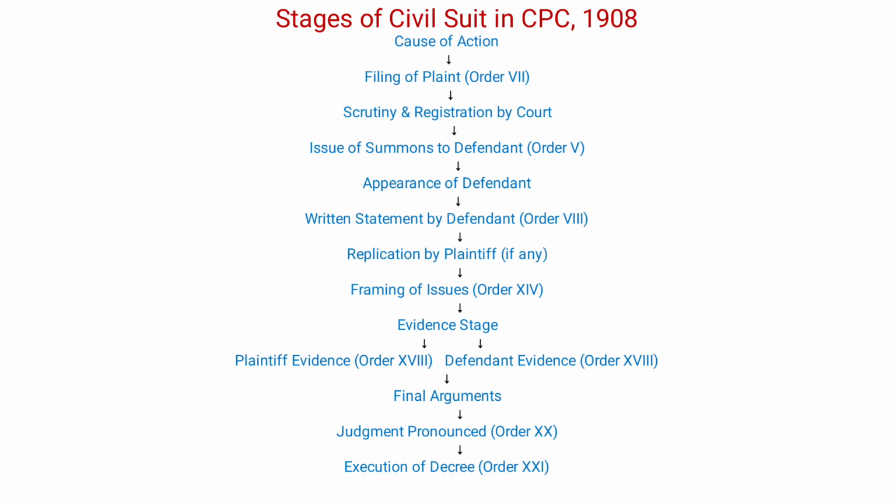Next step is issue of summons, which is mentioned under Order 5. Court sends summons to defendant B to appear before the court. Next step is written statement by the defendant, which is mentioned in Order 8. After receiving summons, defendant B should file a written statement, as we know under Order 8, as a defense, like denying A's ownership. If B doesn't file a written statement, the court may proceed ex parte.